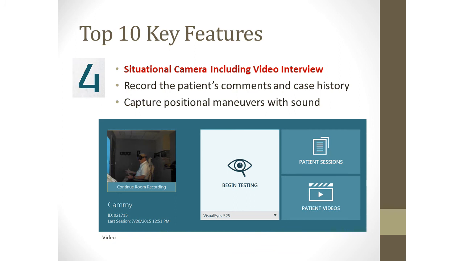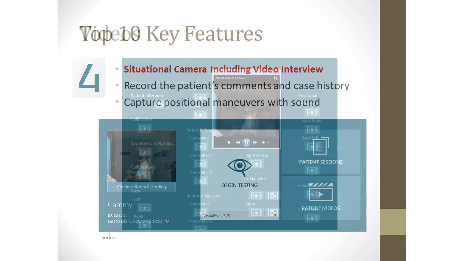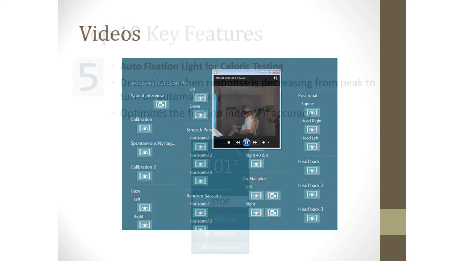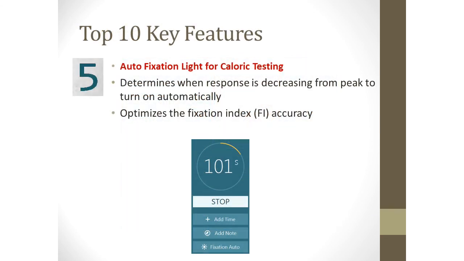We also put an extra camera, a situational camera, in so that you can actually record what the patient's doing. You have a video of the patient, and you hear the audio of what they're saying and what the clinician is saying. That's kept where it's very easy to get to the patient videos. So every part of the test, whether it was a caloric or a Hallpike or you were doing saccades, you can see what the patient was doing and hear what they and the clinician were saying. Very easy to get to, very easy to share with someone else.